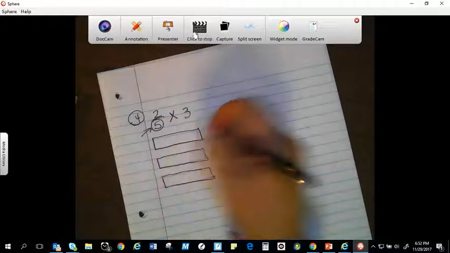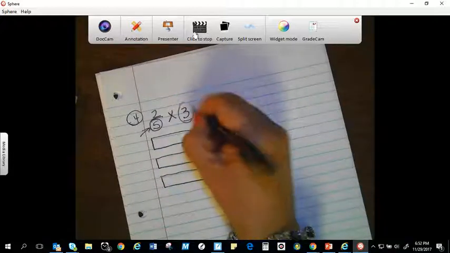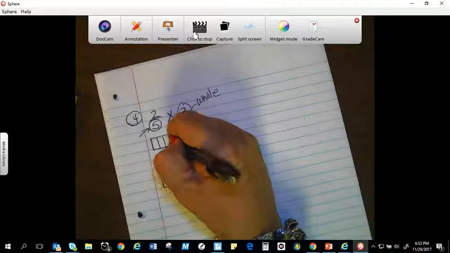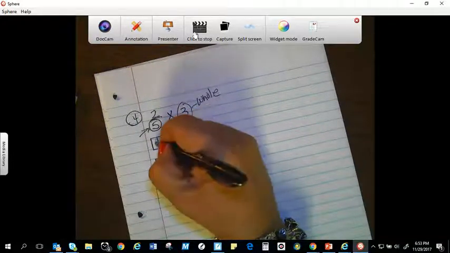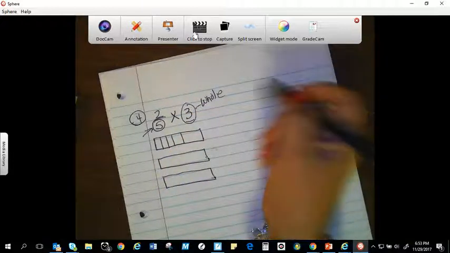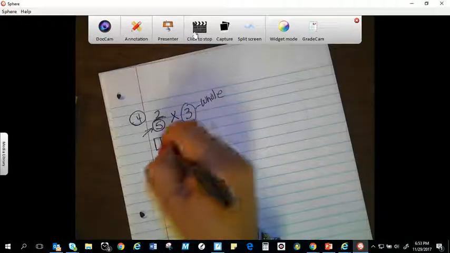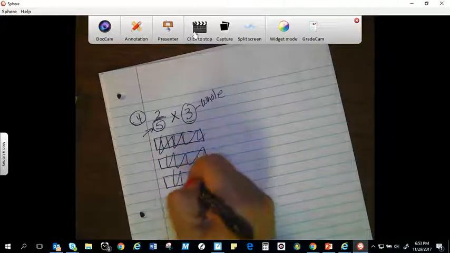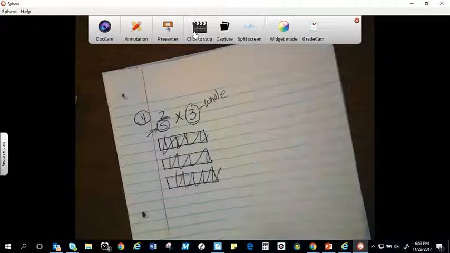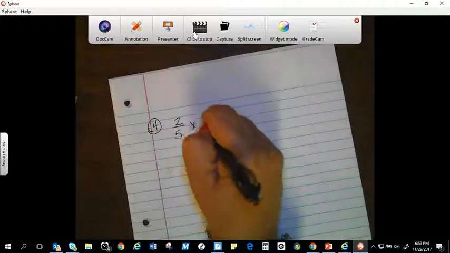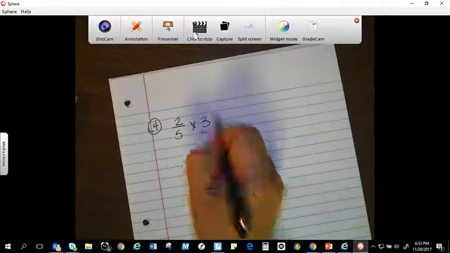And now my denominator tells me how many individual groups I'm going to have for each whole, because this is my whole. I have 1, 2, 3, 4, 2, 3, 4, 5. It's not even. I don't feel very comfortable, so I'm going to scratch that part out. I'm going to actually just start over there. Sorry about that. So I have 2/5 of 3.